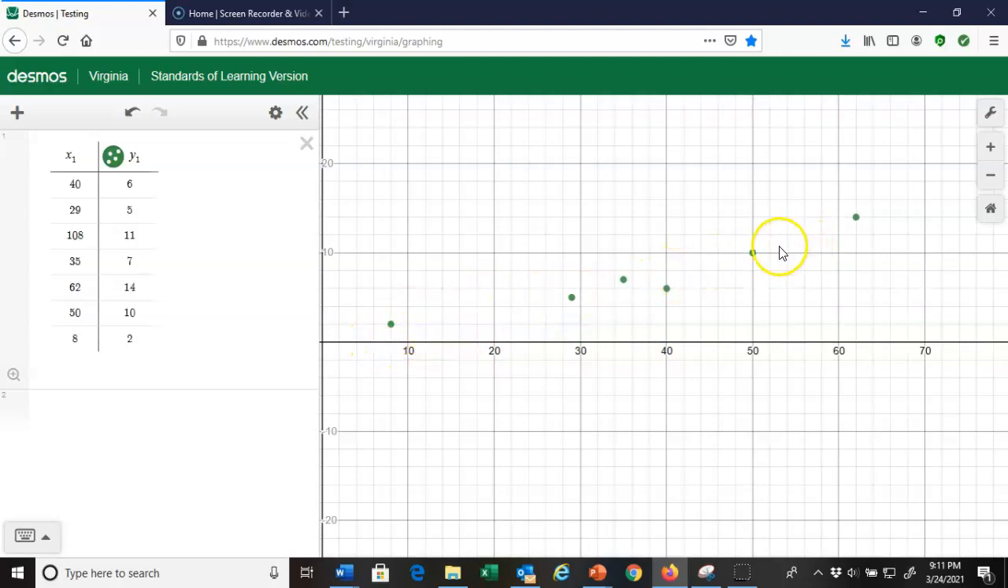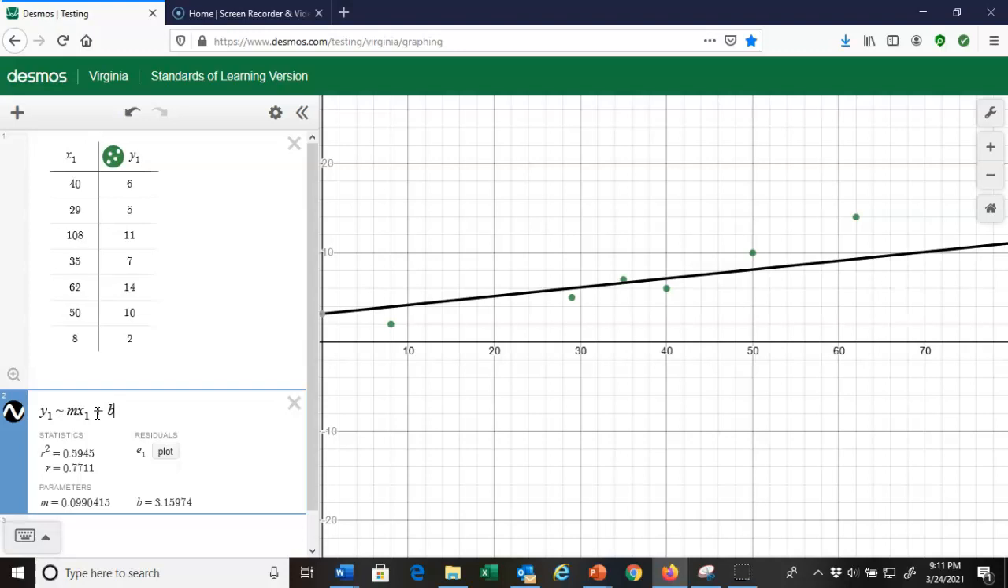If we were to draw a line of best fit sort of right through that data, it does look like the dots would be clustering around the line. So let's see what that R value is. We're going to put y sub 1 and then the tilde or the approximate mx sub 1 plus b. Cool, there's that line. Interesting.